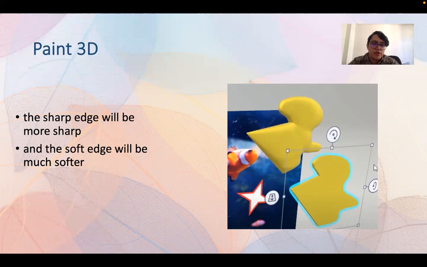The sharp edge will be more sharp, of course, and the soft edge will be much softer. This is the difference. Of course, you can see this is the soft edge, and this is the hard edge, or the sharp edge, sorry. So one is sharp edge, this one, and this is the soft edge.